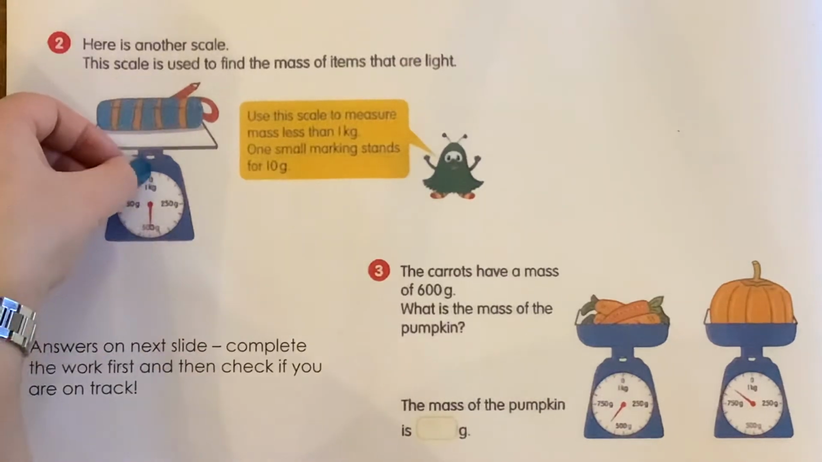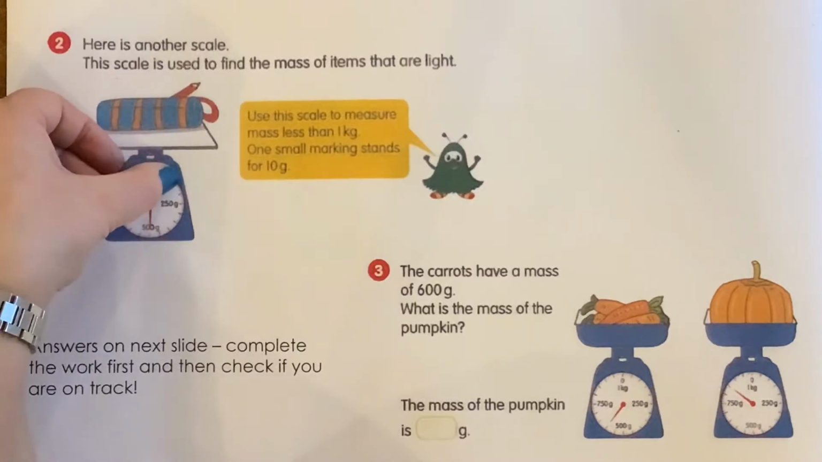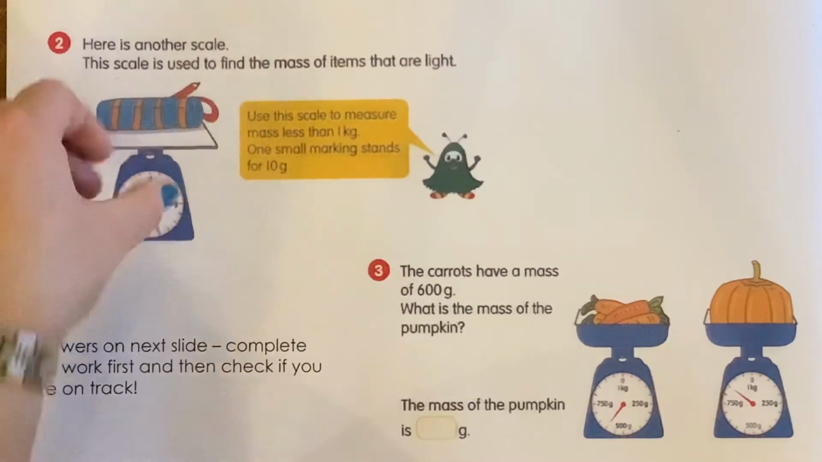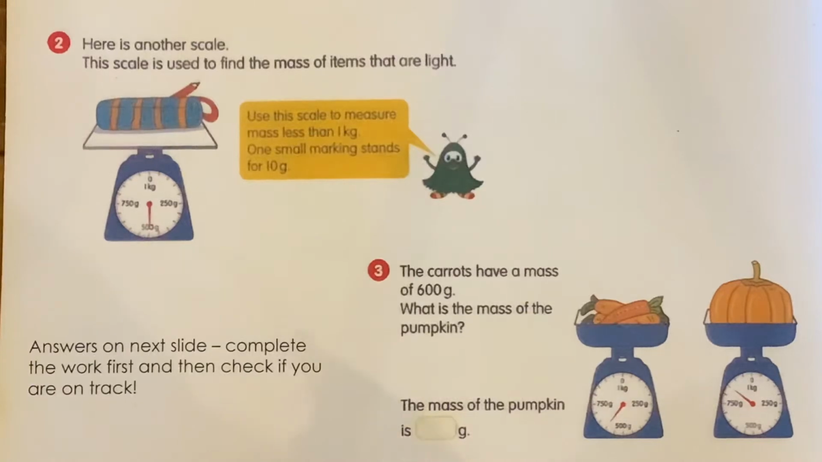And then to get to each of these, there are 5 steps. So we've got 10, 20, 30, 40, 50. So each of the small markings represents 10 grams. And then we get to 50, 100, 150, 200, 250 with those red markings.